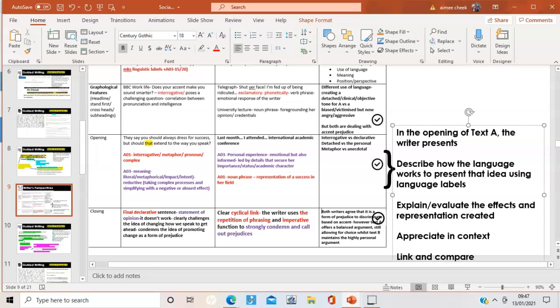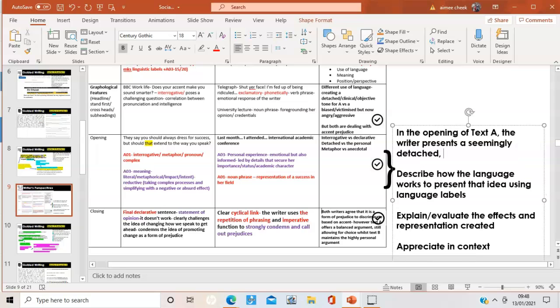Now we've already got some clues here that over in this comparison, we've got words like detached versus personal. So we could say, the reason text A is more detached, we could argue, is that it's the BBC website. Now detached doesn't mean they don't have an opinion, but at the moment they are approaching the opinion with the absence of emotion. So we could say, in the opening of text A, the writer presents a seemingly detached, objective perspective.